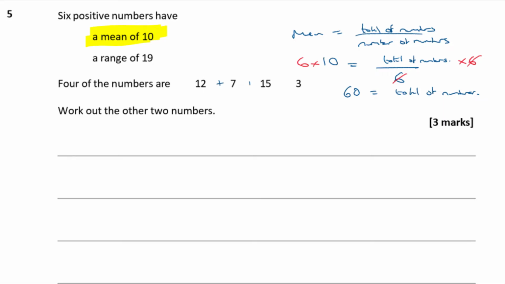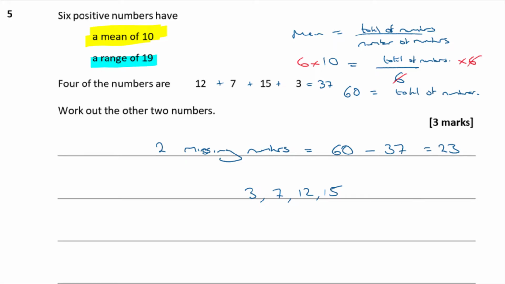At the moment, I've got 12 plus 7 plus 15 plus 3. That adds up to what? 12 and 7 is 19, and 15 is 34, and 3 is 37. So they add up to 37, which means that the two missing numbers are going to be the total minus the total of the 4 that we know. So that leaves 23. Now I'm just going to rewrite these in order. So I've got 3, 7, 12 and 15. Now I've got two extra numbers to add.